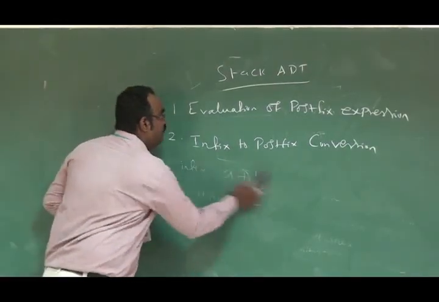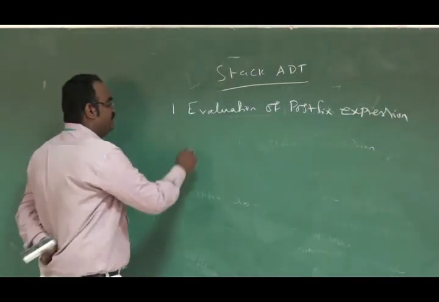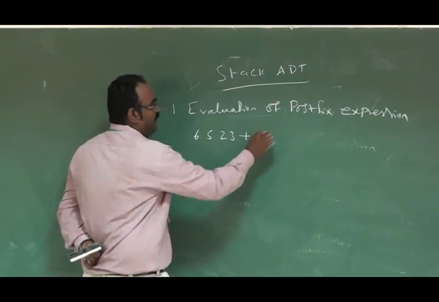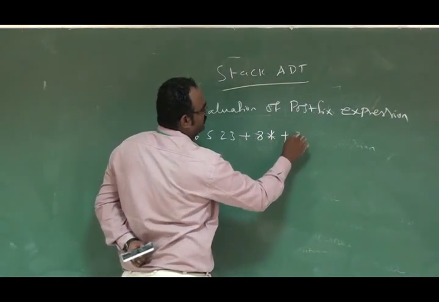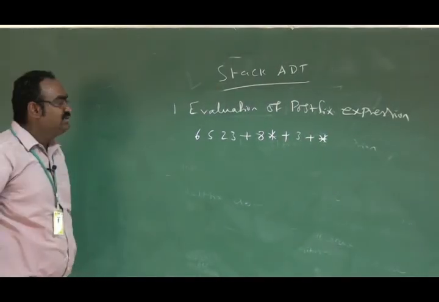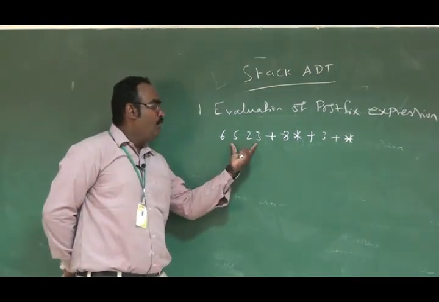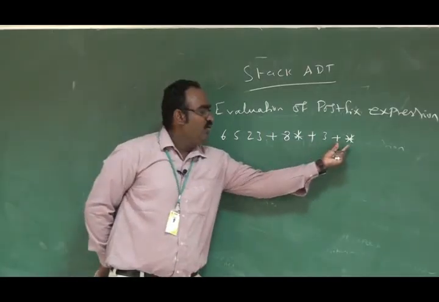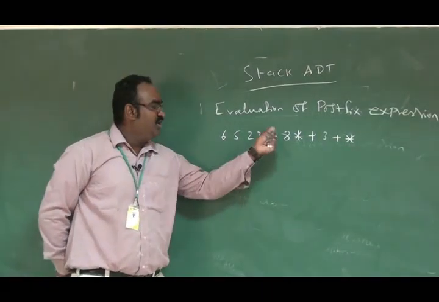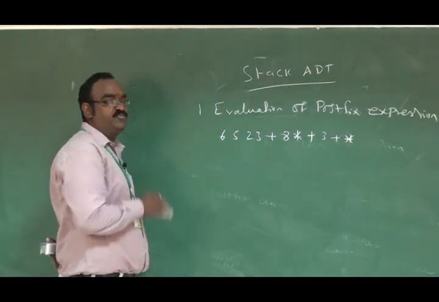The first one is the evaluation of postfix expression. The postfix expression we take here is 6 5 2 3 plus 8 star plus 3 plus star. This is an example of evaluating a postfix expression. In postfix, after the operands we place the operator, so it always ends with an operator. So 6 5 2 3 plus 8, multiplication, plus 3 plus star. Now we need the actual evaluation of this postfix expression.